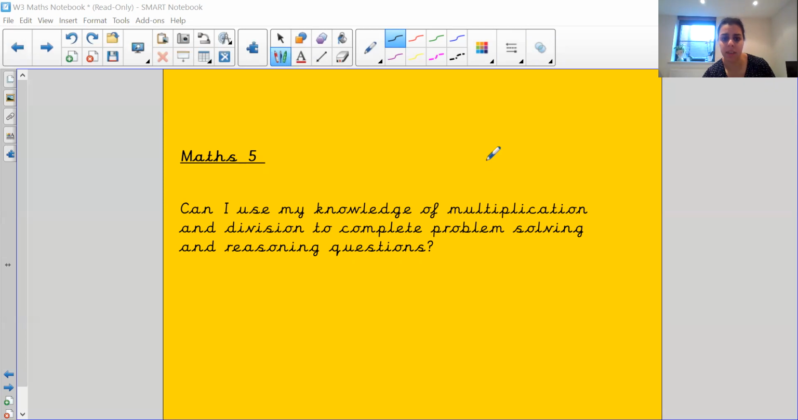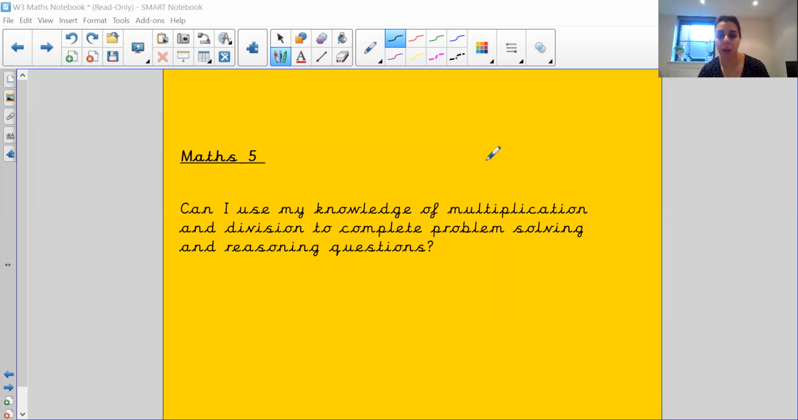So today's maths lesson, we're having a look at using our knowledge of multiplication and division to complete problem solving and reasoning questions. So we're going to work through some word problems together, and I'm going to show you how to work through them. And they're all about multiplication and division today. So that's the focus for today's lesson.